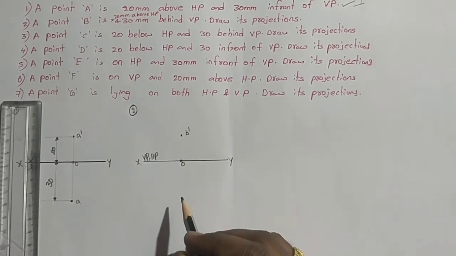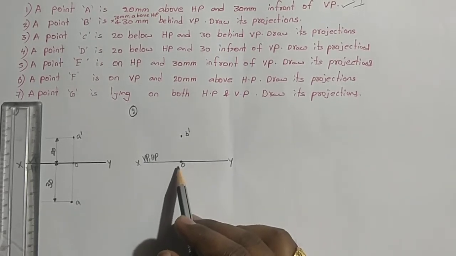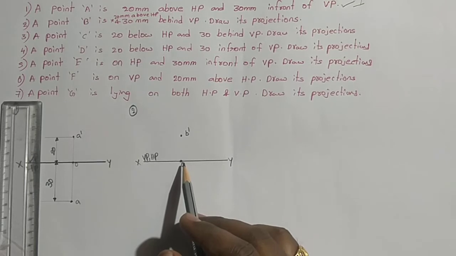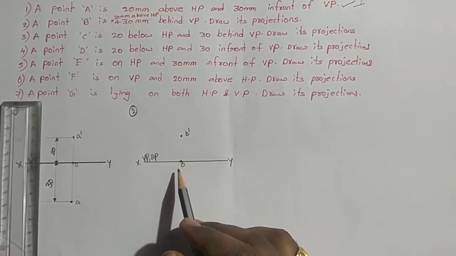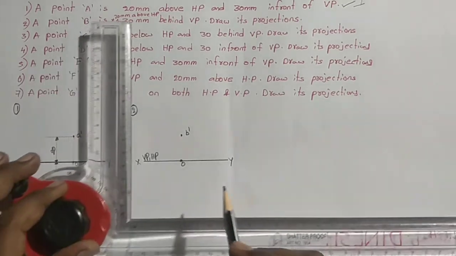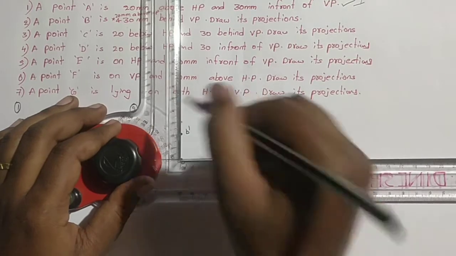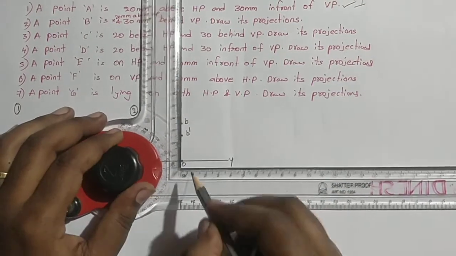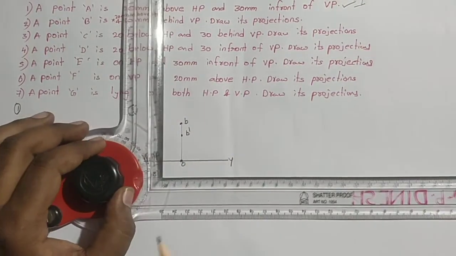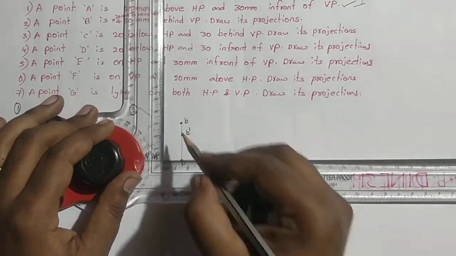Next we need to draw the top view. Here the top view also comes above the XY, in the second quadrant. The point is 30 mm behind VP. Behind VP means when we rotate 90 degrees, it will come above the HP, above the XY. From this point to this point distance is 30. It is the top view, denoted by B. Both of these come under the same reference projection line. Now we need to give the dimensions for this object.